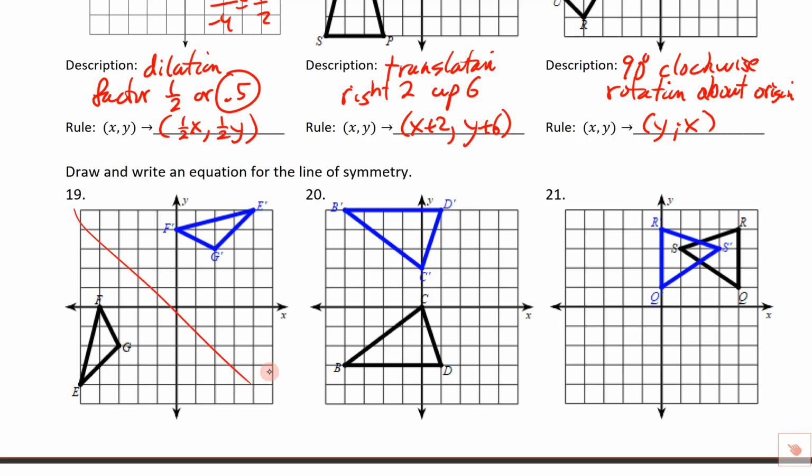But look at this right here. We've got the line y equals negative x. So I'm going to do a better job of drawing that here. We're just going to draw that in right there, and we're going to say y equals negative x. All we had to do is draw it and write the equation for it.